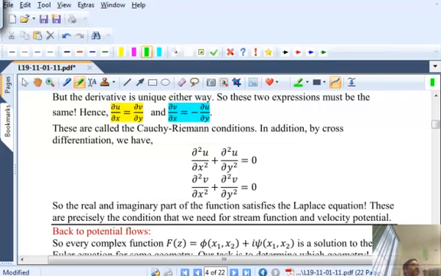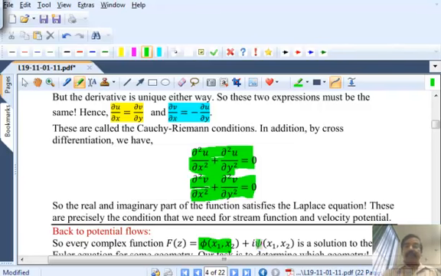So, to summarize, if you are solving the Laplace equation, the Cauchy-Riemann condition will also mean that they automatically satisfy the Laplace equation. If you have two variables that satisfy the Laplace equation, then the real part will give you the phi and the imaginary part will give you the psi. So you don't really need to solve any differential equation.